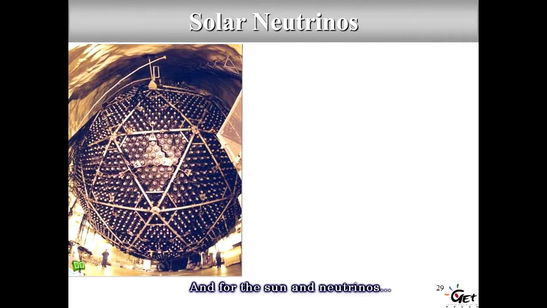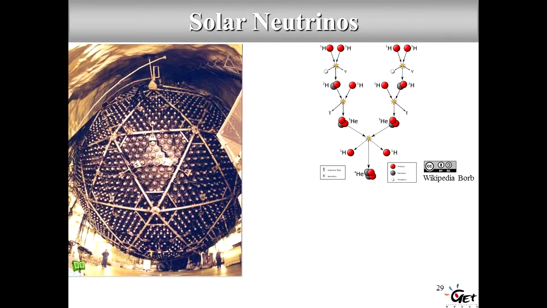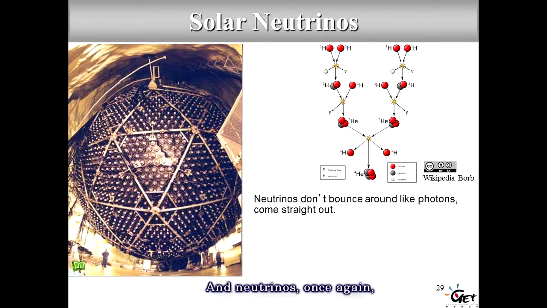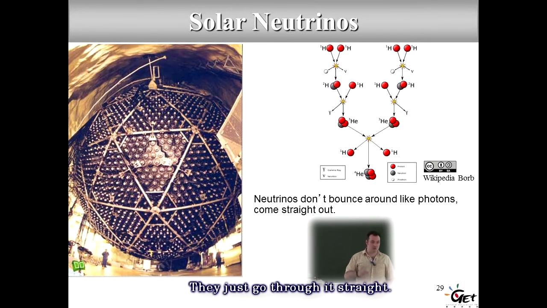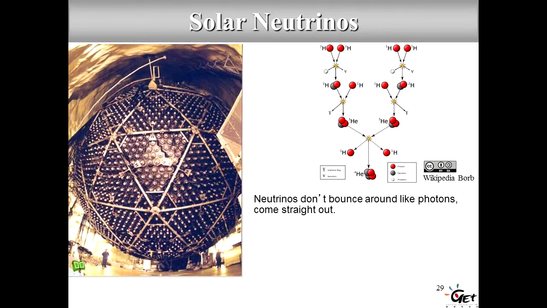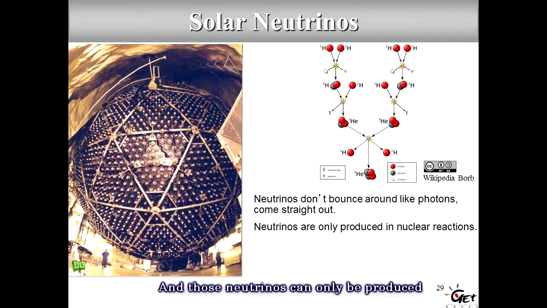And for the solar neutrinos, remember this is the chain reaction I mentioned to form helium from hydrogen: 4 atoms of hydrogen, and 1 atom of helium at the end. And at this phase of the reaction you have neutrinos formed. And neutrinos, once again, don't bounce back like photons, like I showed you. They can just go straight through. And those neutrinos can only be produced in nuclear reactions. Well, there are slight complications, but I don't want to go into details.